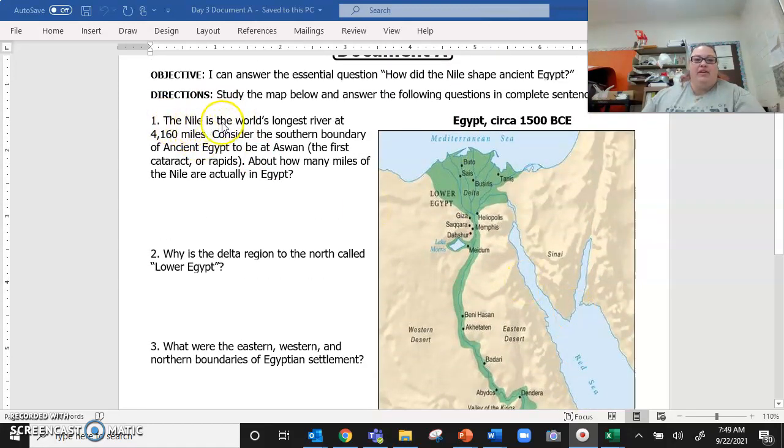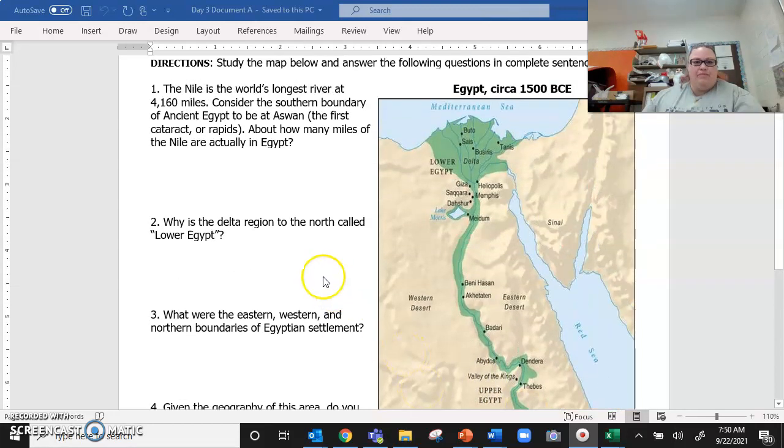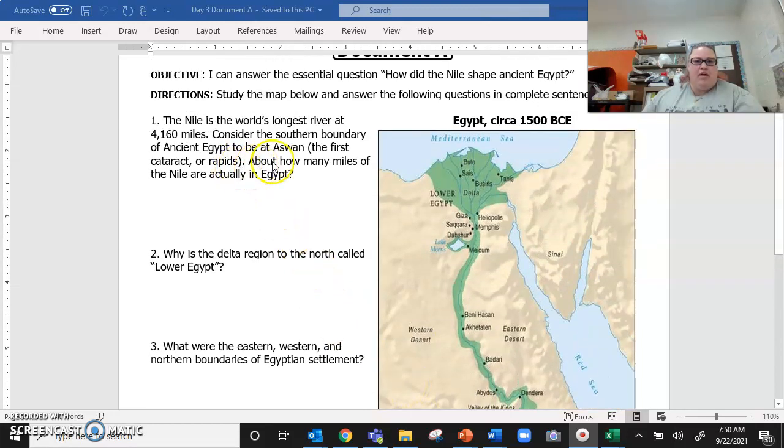Number 1, the Nile is the world's longest river at 4,160 miles. Consider the southern boundary of ancient Egypt to be Aswan, the first cataracts of the rapids. So right here, Aswan is the southern boundary of Egypt. So we can see right there is Upper Egypt, right there is Nubia. About how many miles of the Nile are actually in Egypt?